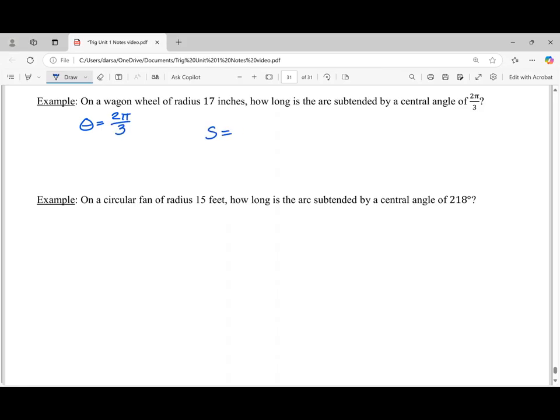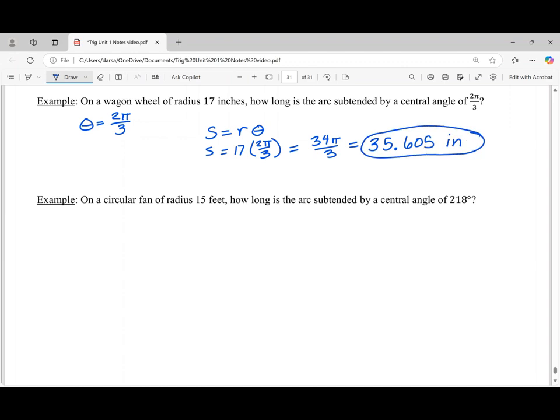So S equals r theta is our formula for arc length. We can take 17, which is our radius, times 2 pi over 3, and that will give us 34 pi over 3, which is, if we put it into our calculator, 35.605 inches is how long that arc that is subtended by 2 pi over 3 measures.